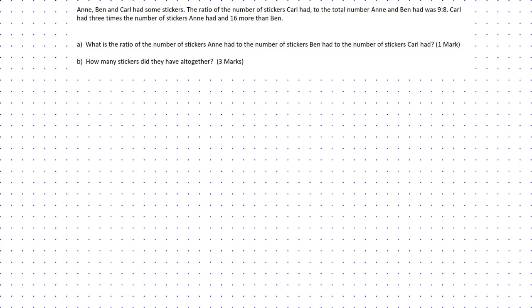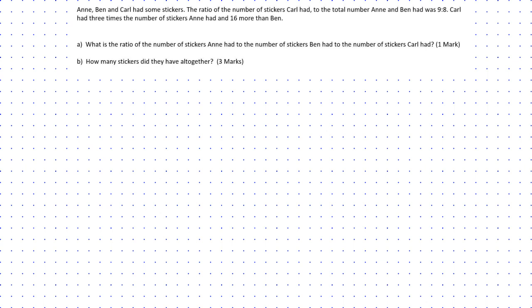Okay, this is a primary 5 mathematics question based on ratios. The question says, Anne, Ben and Carl had some stickers. The ratio of the number of stickers Carl had to the total number Anne and Ben had was 9:8. Carl had 3 times the number of stickers as Anne and 16 more than Ben.